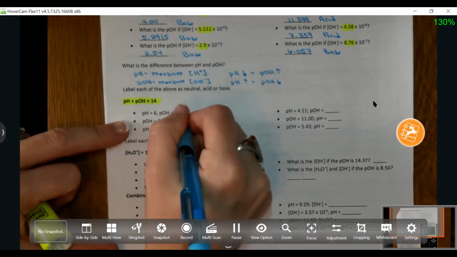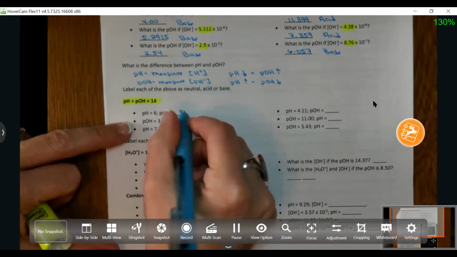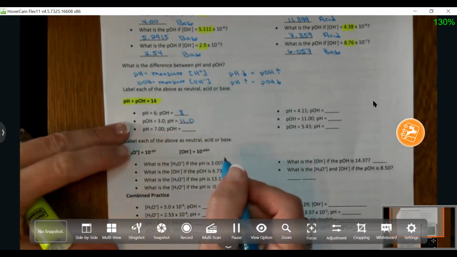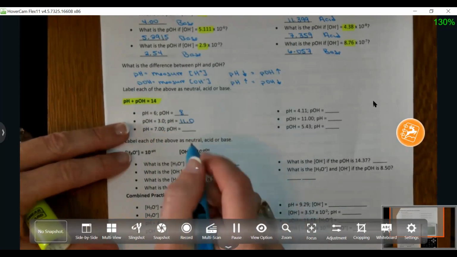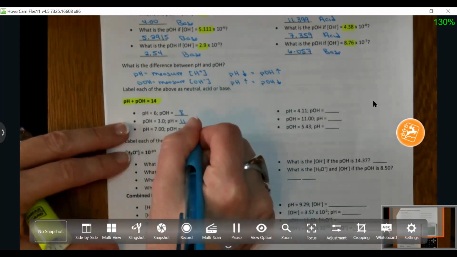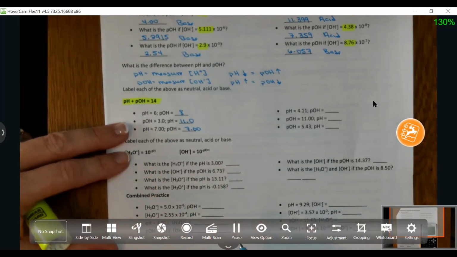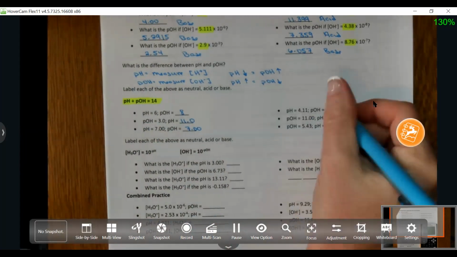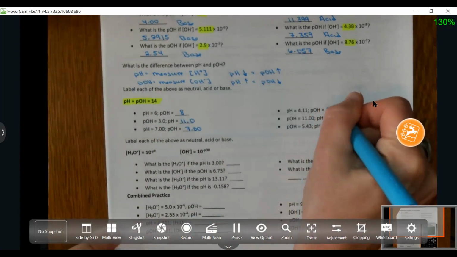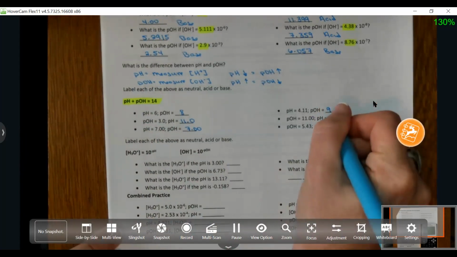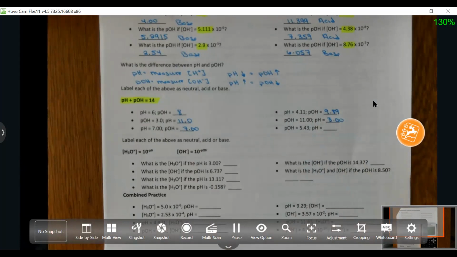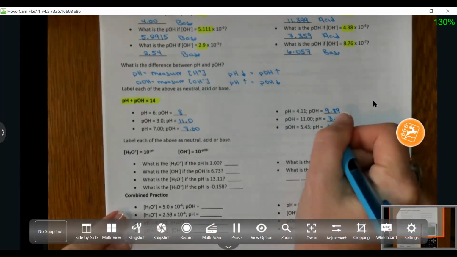So this is going to be 8 here. This is going to be 11.0 when we're adding and subtracting. We got to keep the same number of sig figs after the decimal point. This one is going to be 7.00. This one is going to be, I don't trust my mental math right now. It's been a long day. 9.89. This one will be 3.00. I'm just subtracting these from 14. And then this next one is going to be 8.57.